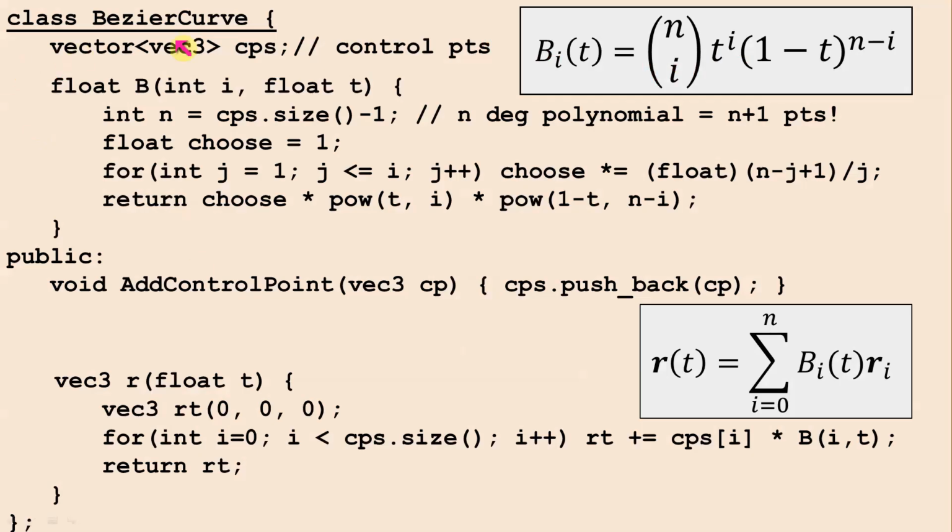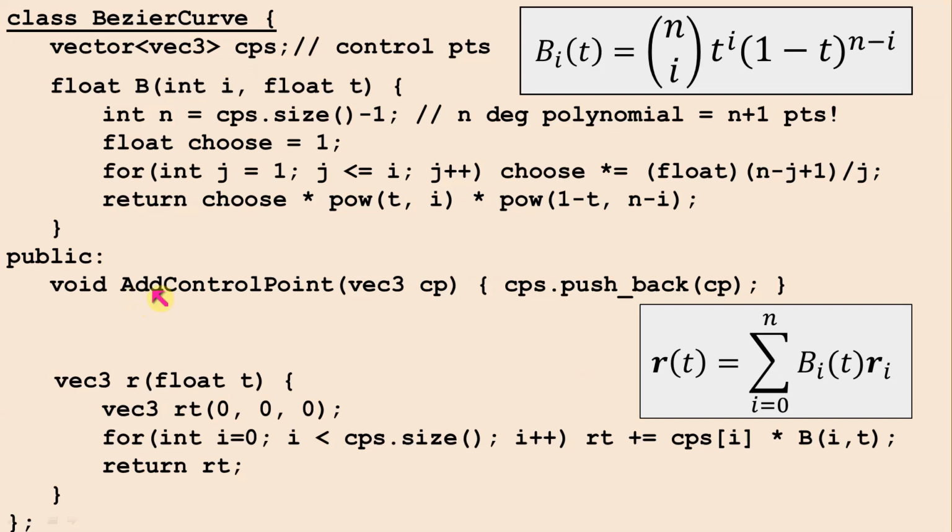This is the implementation. In the Bézier curve, we need to store only the control points. There are no knot values here. The active parameter interval of the Bézier curve is always the unit interval. The curve always starts at t equals 0 and ends at t equals 1. That cannot be changed.